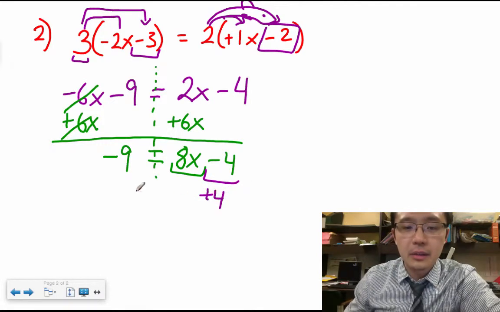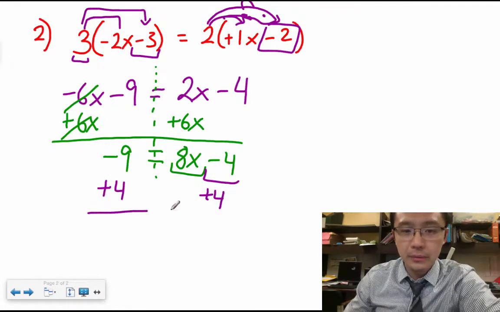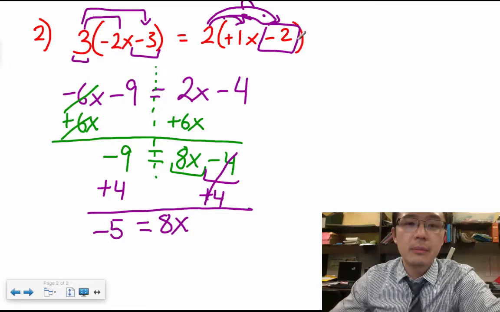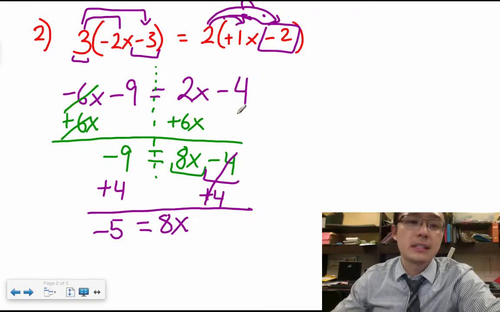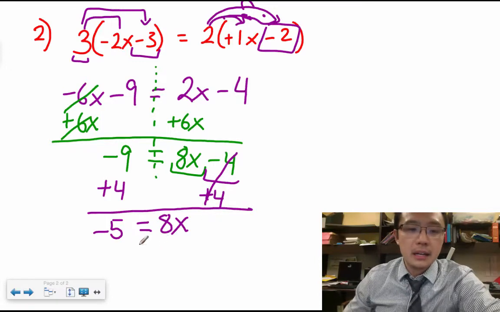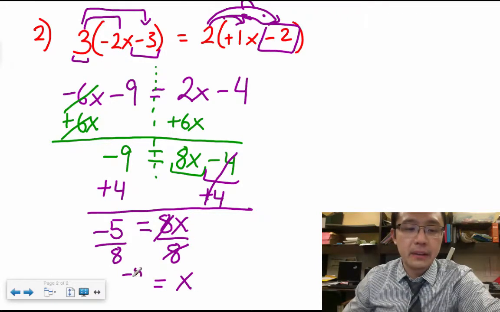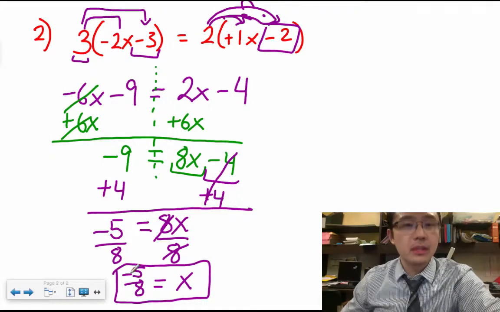So I'm going to add a 4, cancel. This is going to be a negative 5. Negative 9 plus 4 is a negative 5. 8x. Notice how my equations get simpler, simpler, and simpler. I have 8x's now. I just want 1, so I'm going to divide by 8. The 8's get cancelled. X is equal to negative 5 over 8. So you don't need to change this into decimal. You can just leave it in a fraction form.